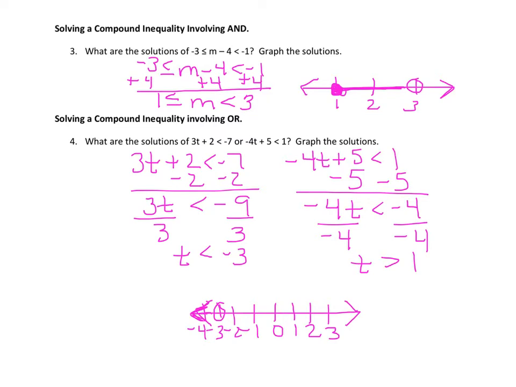And t is greater than 1. I put an open circle, and it's going to go to the right, which makes sense because you can't find a number that is greater than 1 while also being less than 3.